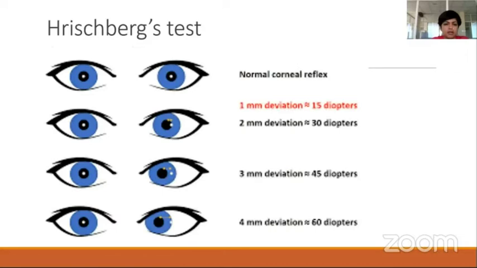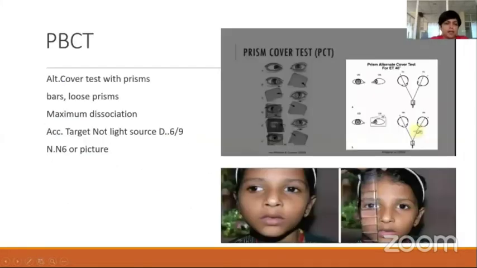Hirschberg's test is a very crude way of measuring the squint. So basically you're looking at the corneal reflex. So as is shown here, around 1 mm deviation indicates around 15 diopters of squint, and a large deviation of around 4 mm indicates around 60 diopters.